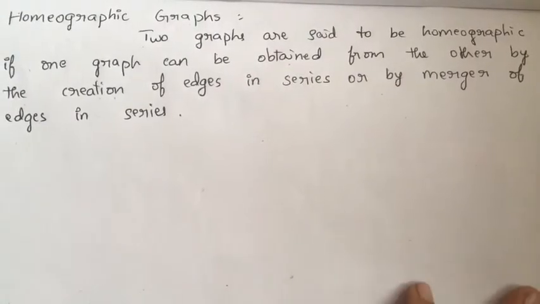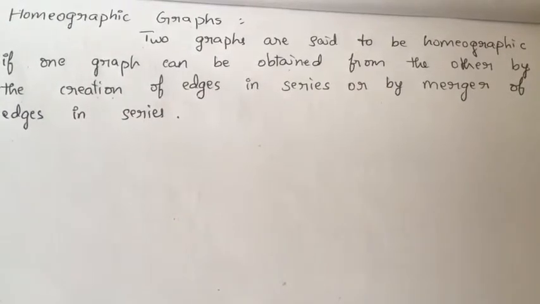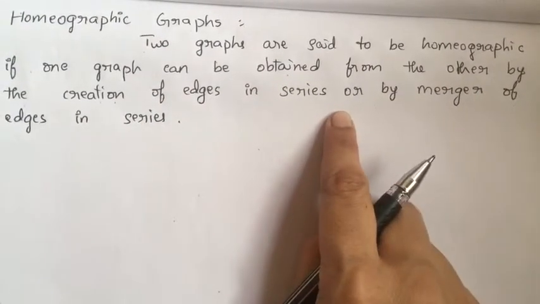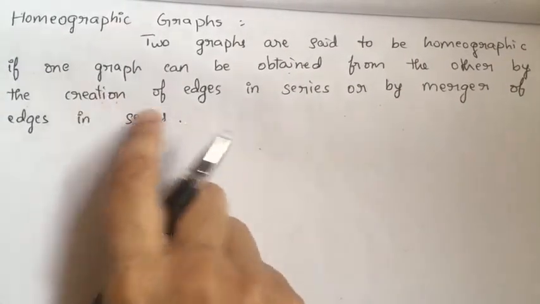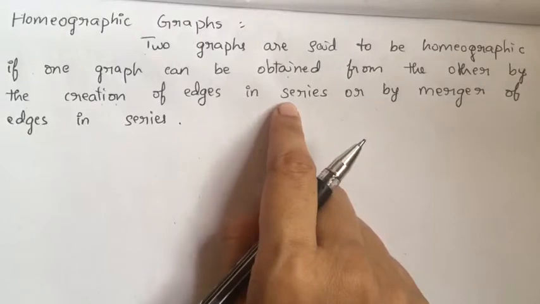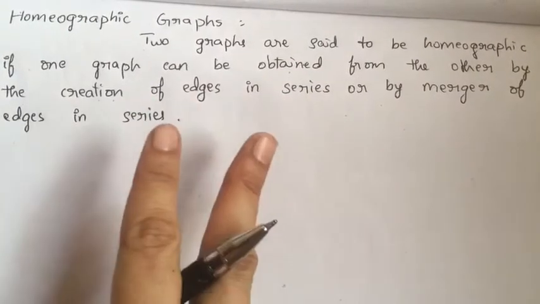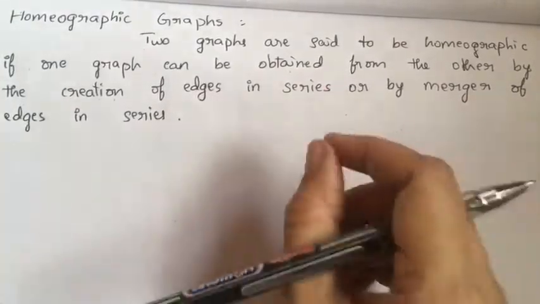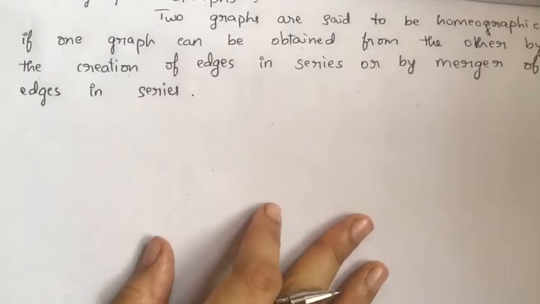Next is homeomorphic graphs. Two graphs are said to be homeomorphic if one graph can be obtained from the other by the creation of edges in series or by the merger of edges in series. Creation of edges in series means I am inserting a vertex of degree 2 in series. Merger means I am just fusing, merging the vertices. So I will give you an example.